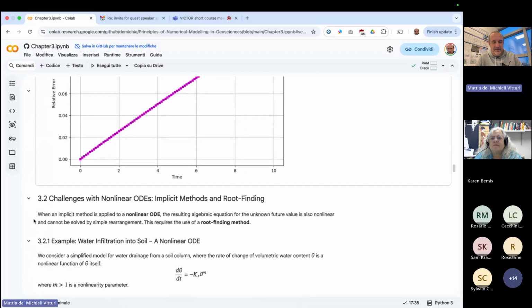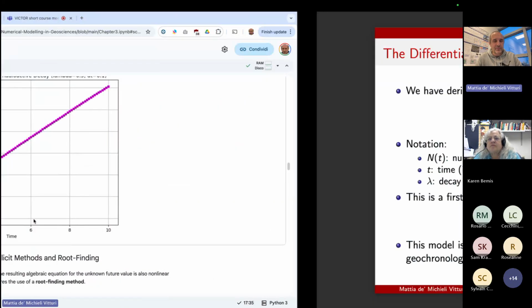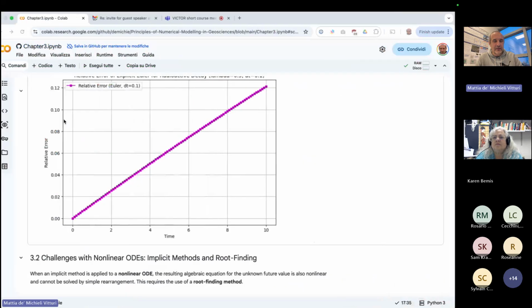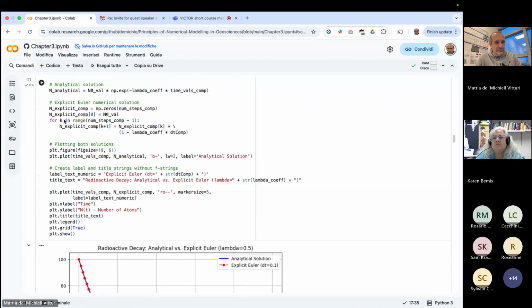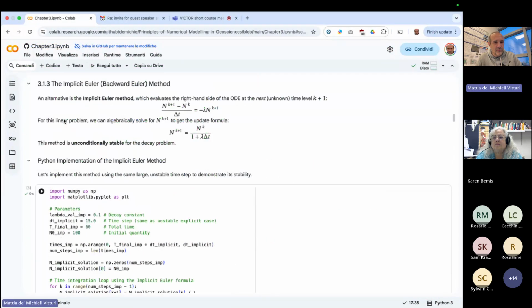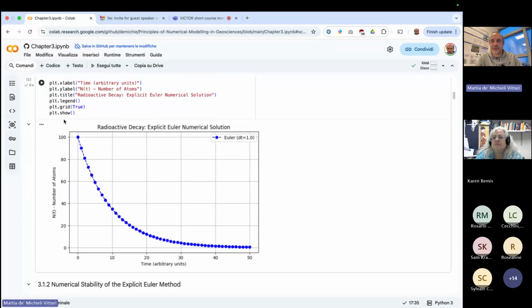Okay. Now, we have seen a couple of things: stability and accuracy.